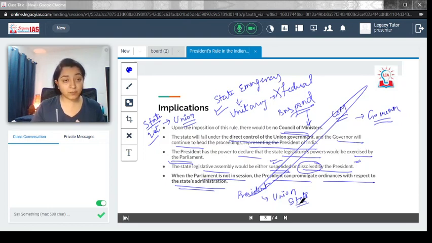So you can understand from here that the power directly goes to the union. The parliament would be able to make laws even on the state subjects, on the state administration. The president will be able to promulgate ordinances if the parliament is not in session, and also there will be no council of ministers, and the governor will be the one presiding over the proceedings. So these are the things you should remember. These are the implications which take place.